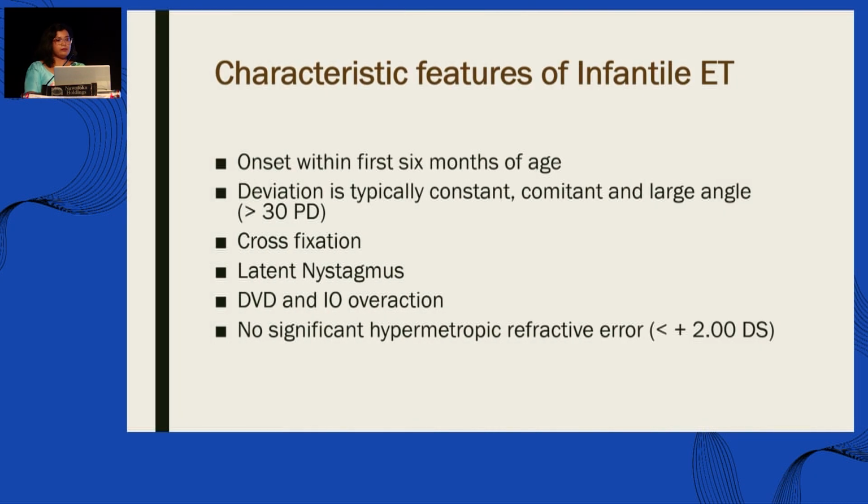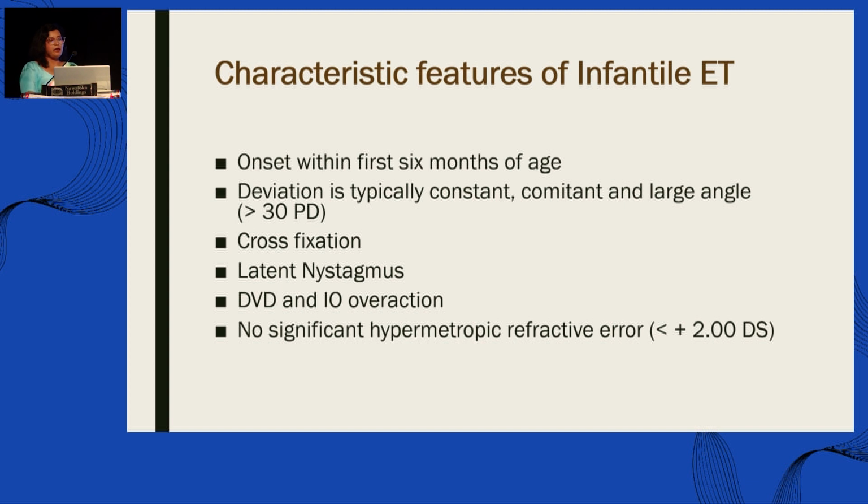So what are the characteristic features of infantile esotropia? As per the definition, it is onset within the first 6 months of age, and the deviation is typically constant and comitant with a large angle, mostly more than 30 prism diopters base out. You may see cross fixation, or crossing eye. Cross fixation means when they look laterally, they fixate with the opposite eye, and you may see ipsilateral eye abduction restriction. But if you patch the eye or close the eye, you will see full abduction.